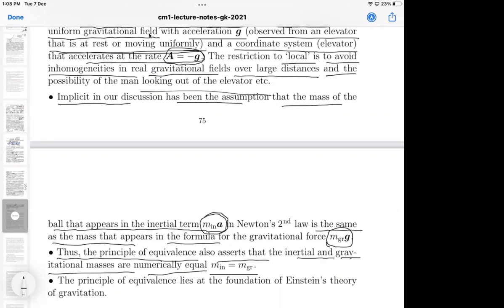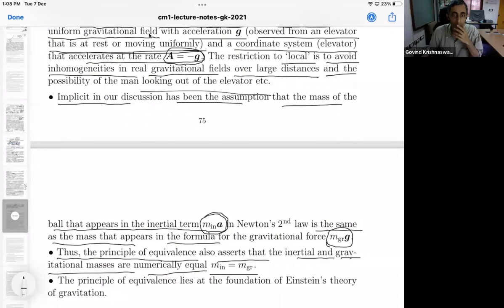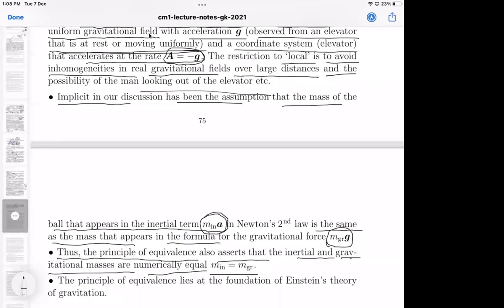Yes, I think so. So the idea is that it behaves the same way, right? It's not fundamentally the same.